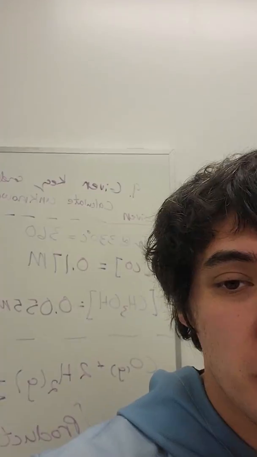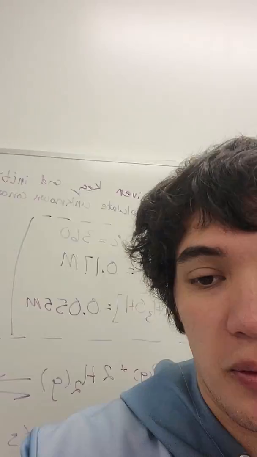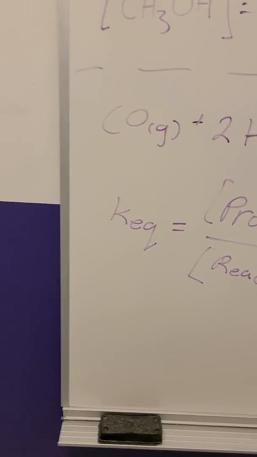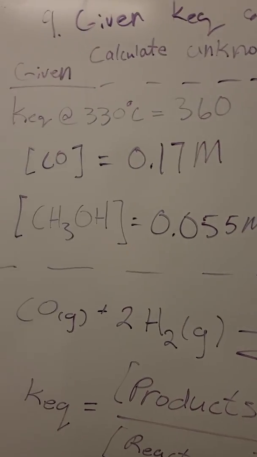Hey guys, so for my discussion post, I was going to do: given KEQ and initial concentrations, calculate the unknown concentrations. I was going to show myself doing it, but my camera flips everything, so I'll give you a first person view. To start out, we're going to be given some things.